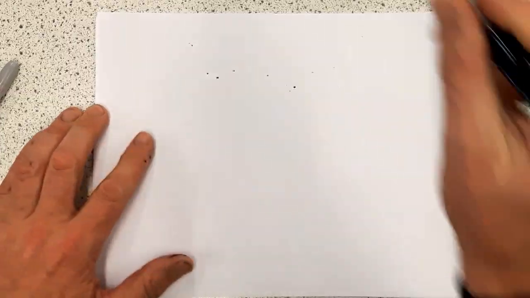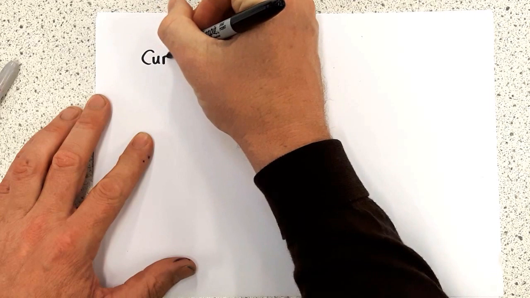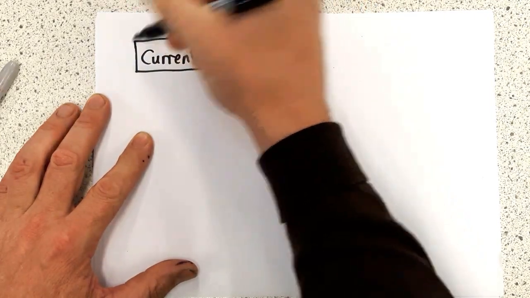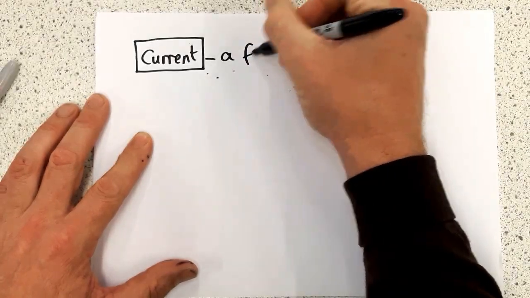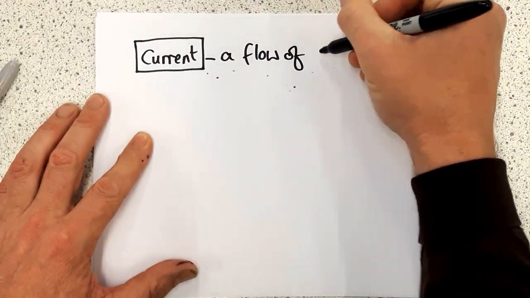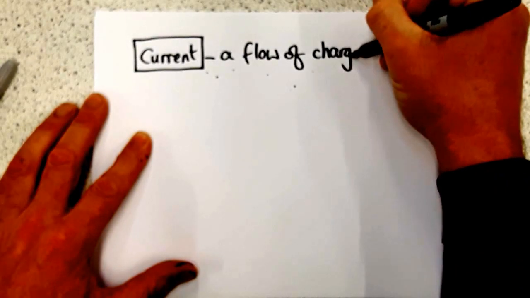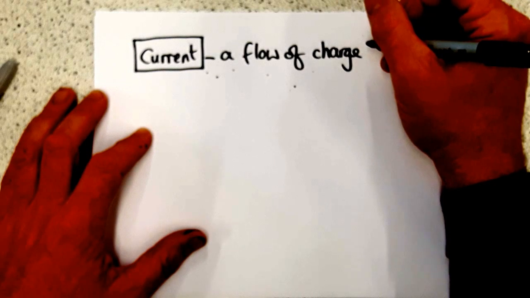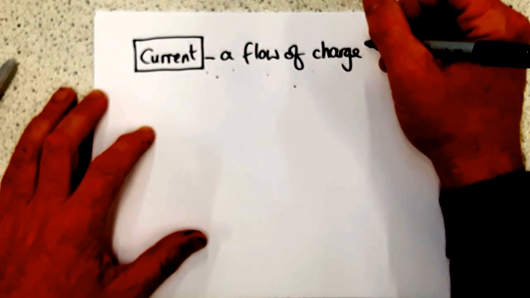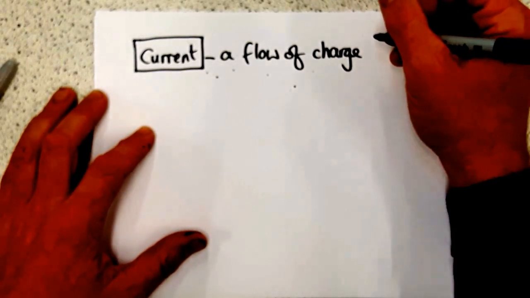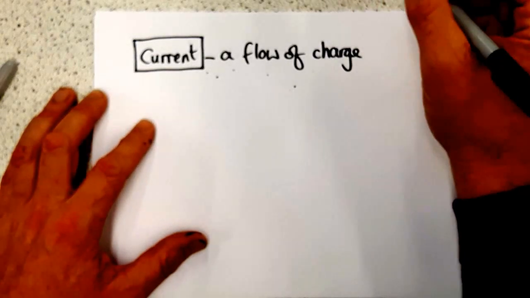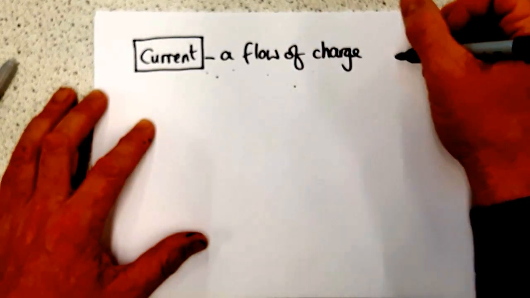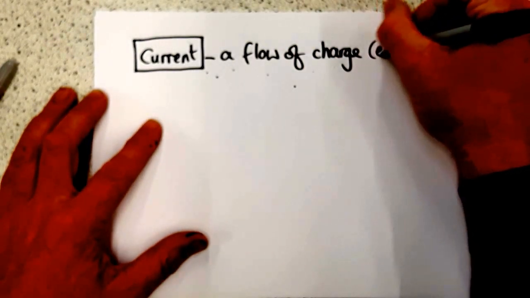So first of all, current. Current is simply defined as a flow of charge. Now we are dealing mainly with electrons flowing in metals, although you can have other currents of positive ions flowing, for example, in electrolysis in a solution. But in almost all questions in OCR, we deal with electrons flowing in metals. So usually electrons.